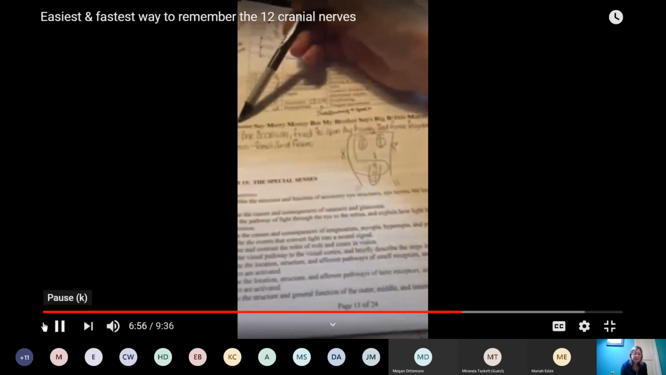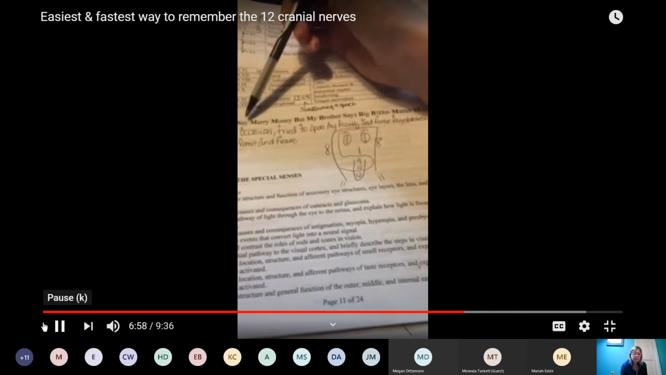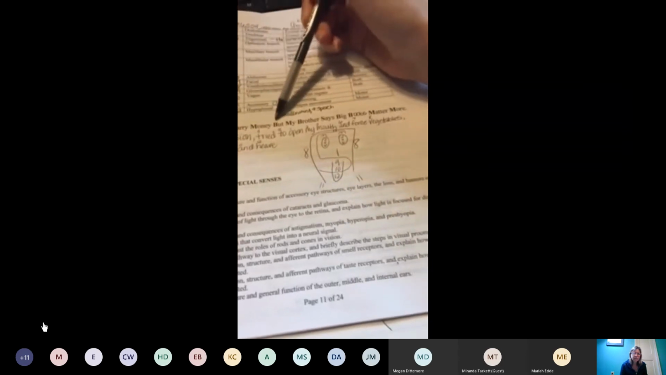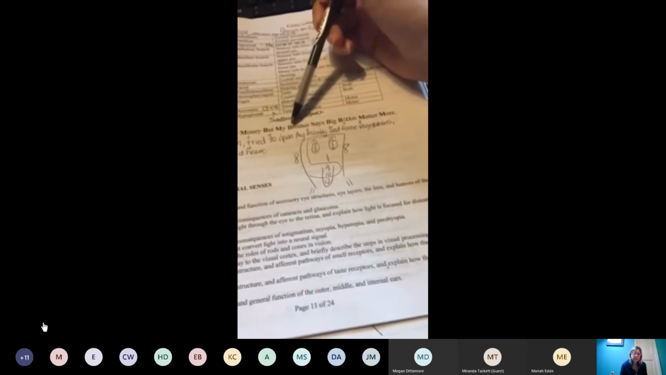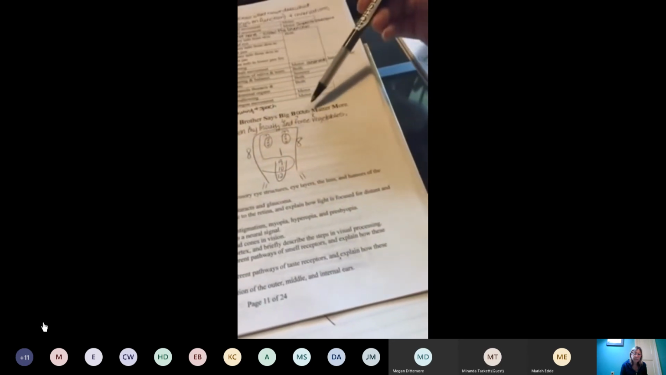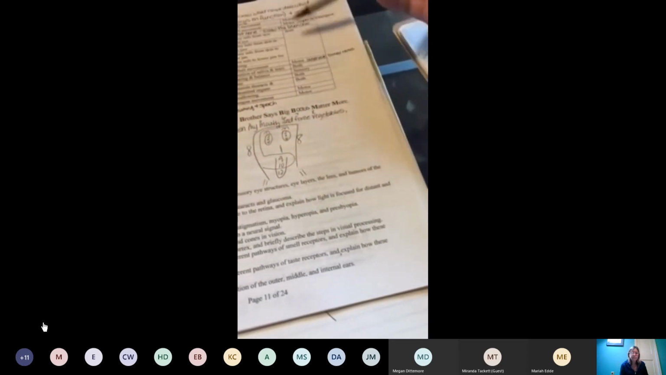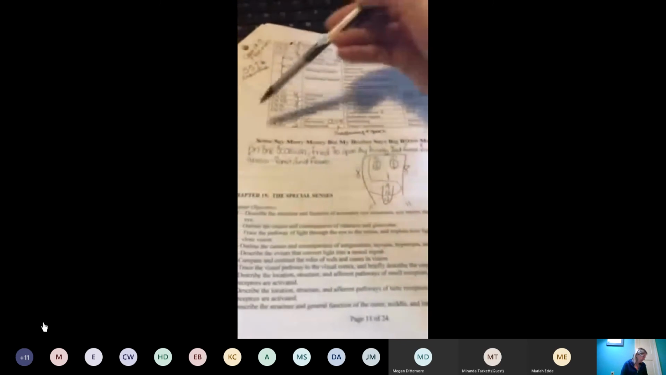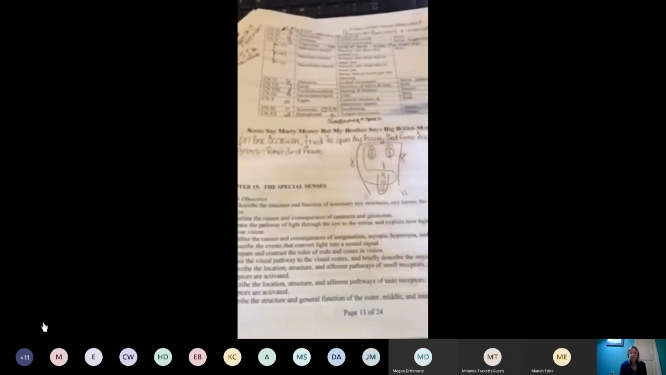That means cranial nerve number 1 is sensory. Sensory, motor, motor, both. Motor, both. Sensory, both, motor, motor. That helps you to remember what these nerves do.